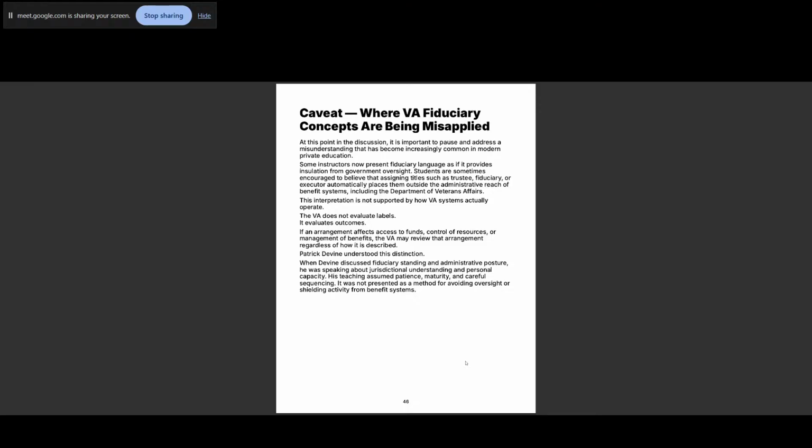The VA does not evaluate labels, it evaluates outcomes. If an arrangement affects access to funds, control of resources, or management of benefits, the VA may review that arrangement regardless of how it is described. Patrick understood this distinction. When Patrick Devine discussed fiduciary standing and administrative posture, he was speaking about jurisdictional understanding and personal capacity. His teaching assumed patience, maturity, and careful sequencing. It was not presented as a method for avoiding oversight or shielding activity from benefit systems.